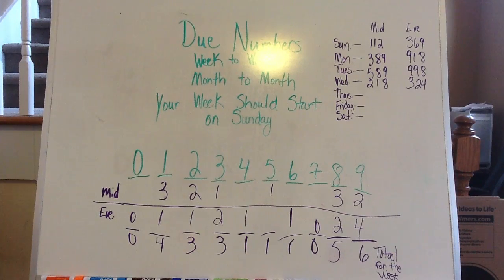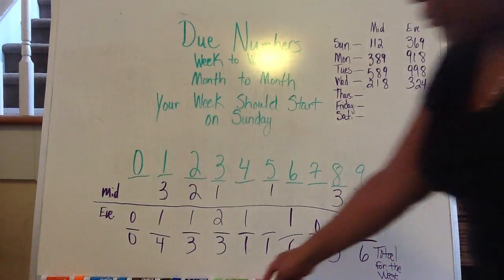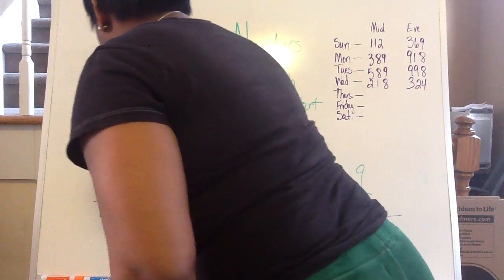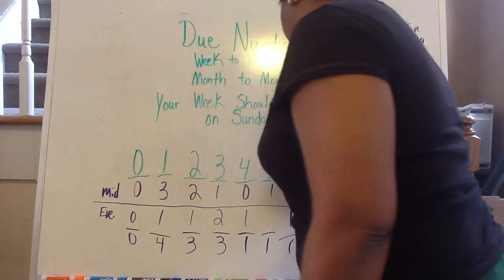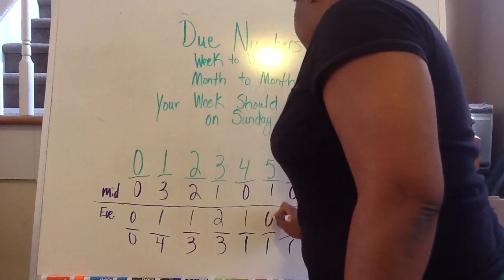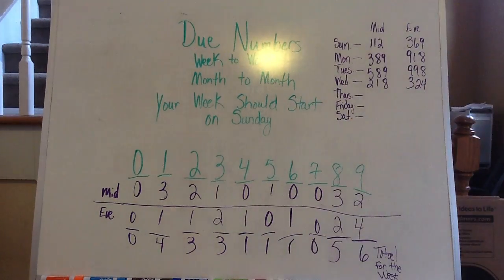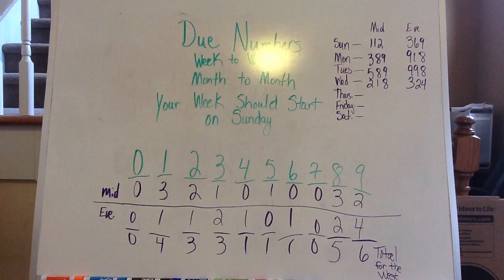Let me go ahead and put this on here. You put a 0 where the numbers haven't fallen for that particular week. So we go to the number 1. 1 has fallen in midday 1 time. As you see, you count 1.